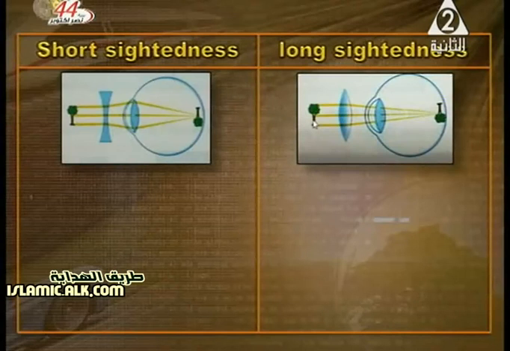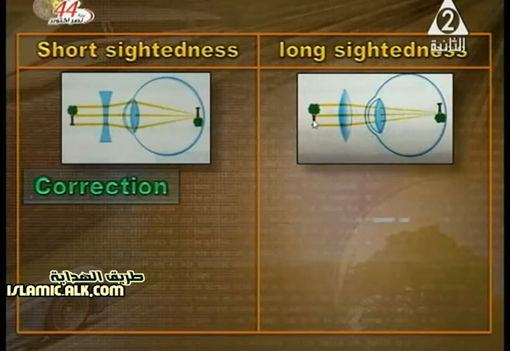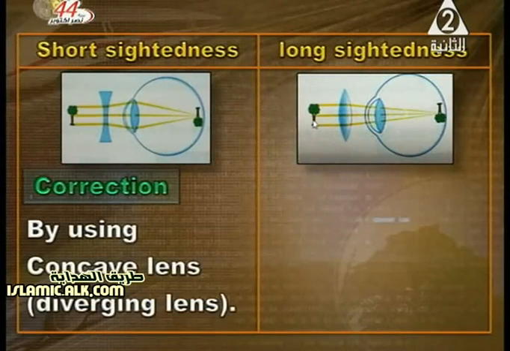How to correct short-sightedness? Short-sightedness is corrected by wearing medical glasses with a concave lens to diverge the light rays after refraction, then they are collected by the convex lens of the eye, so the image is formed on the retina.